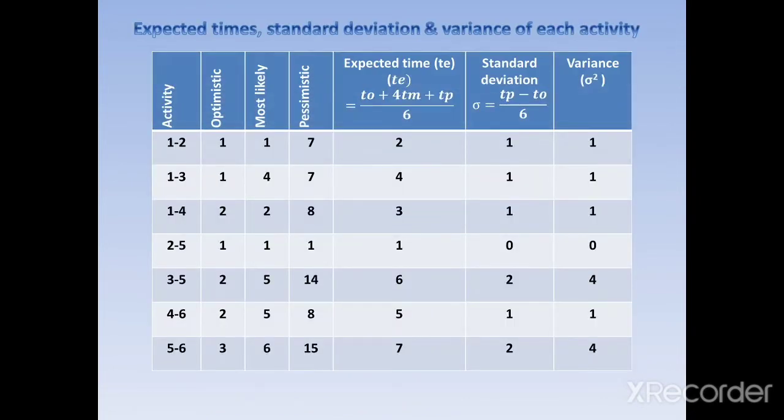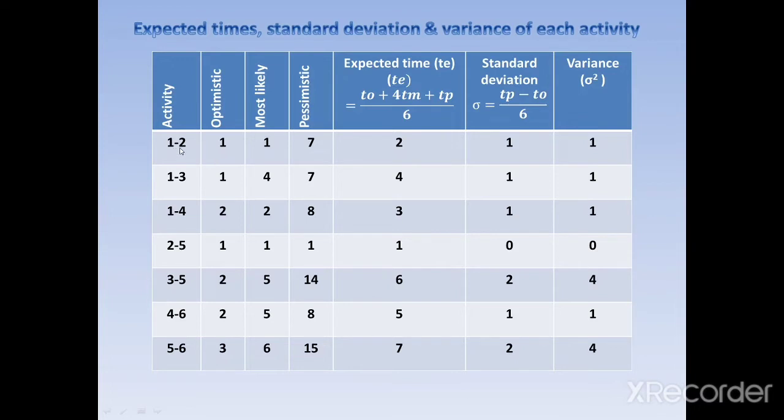Now by using all the values, that is activity 1, TO, TP and TM, we need to calculate the expected time. As I told you, the formula to calculate the expected time is T equal to TO plus 4 TM plus TP divided by 6, and for the standard deviation it is TP minus TO divided by 6, and then we need to calculate the variance, and variance is nothing but the square of standard deviation.